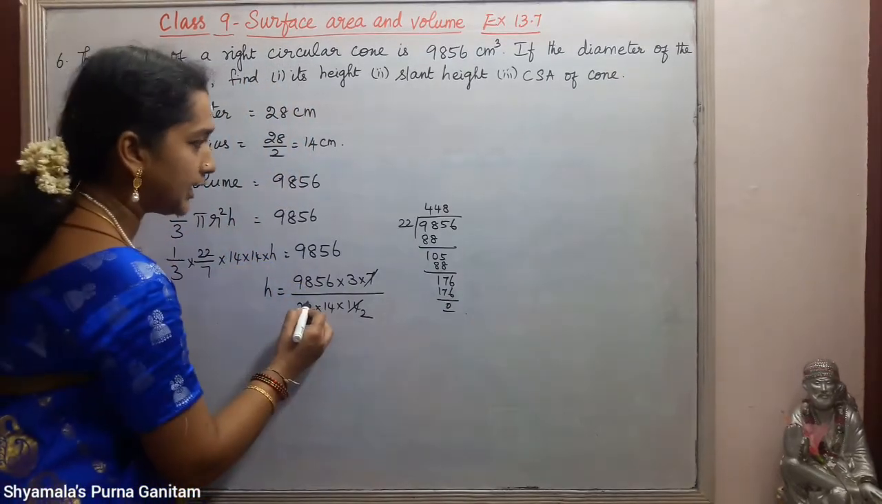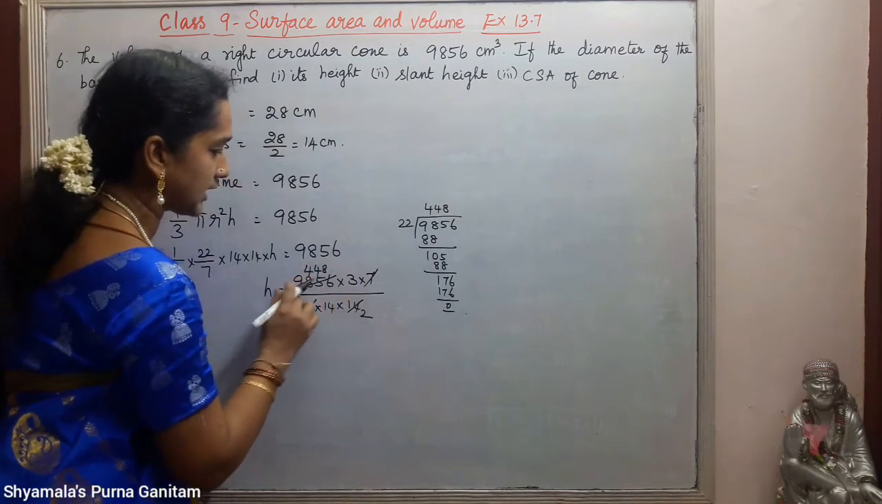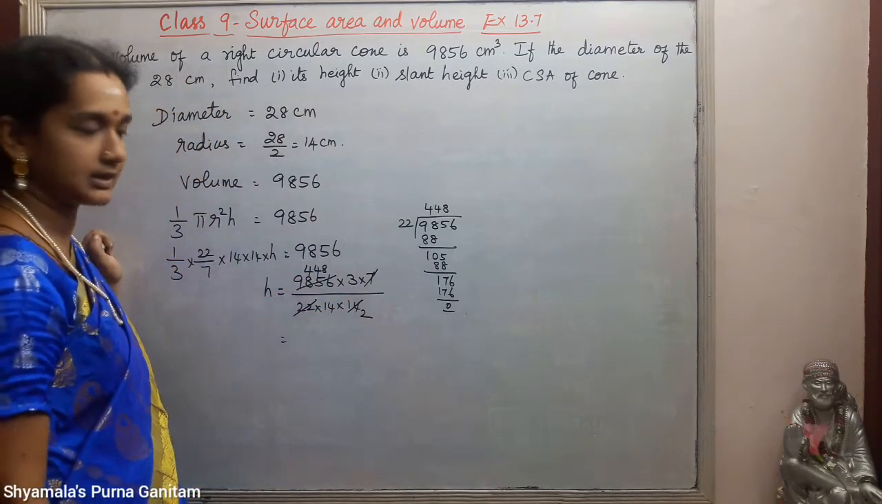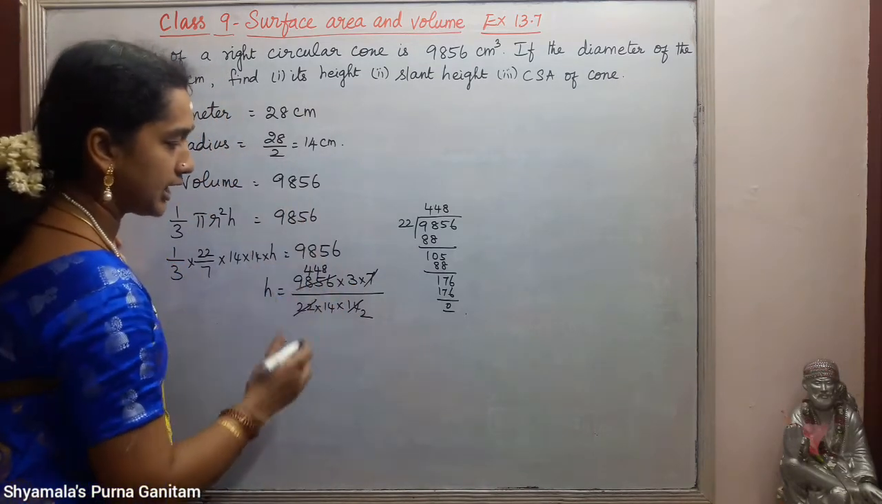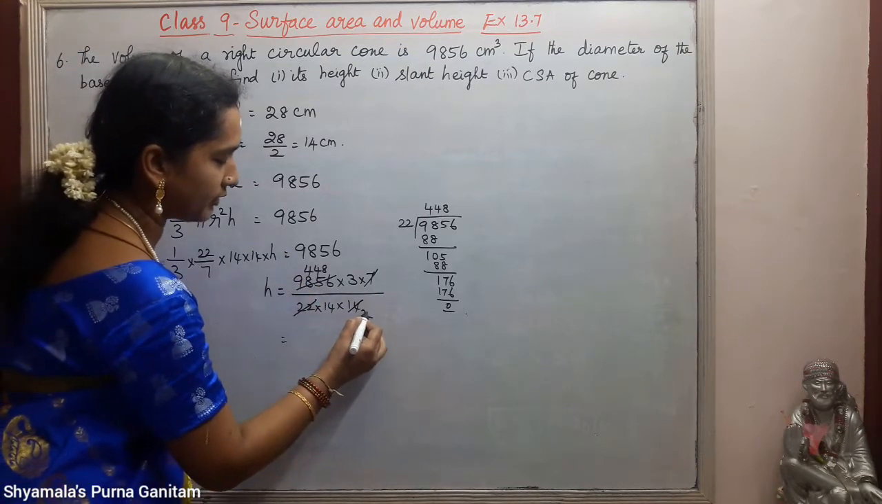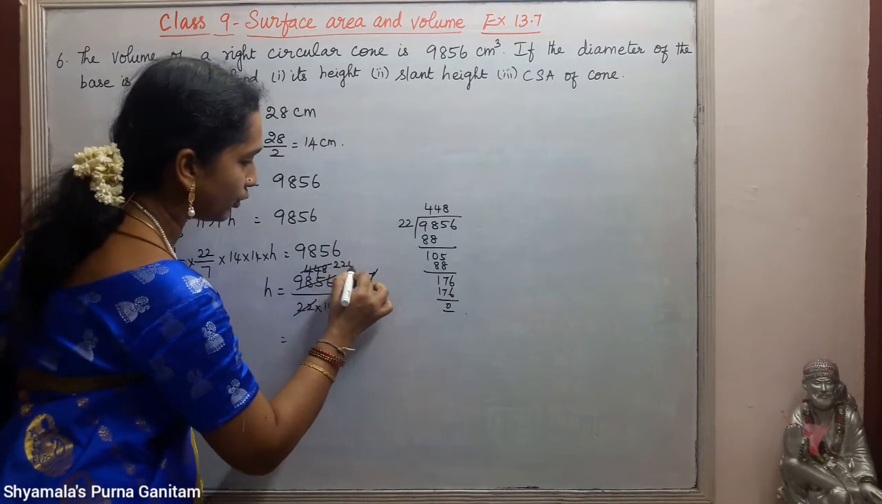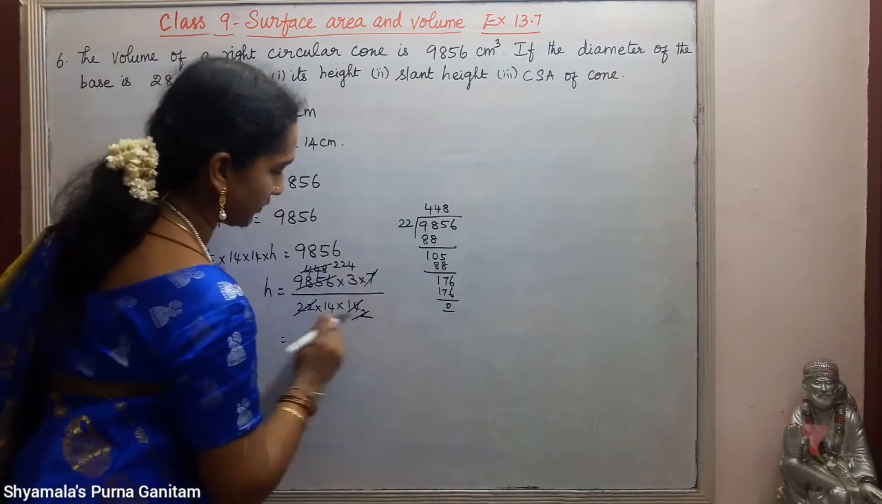So 22 into 448 times is 9856. Then this 2 is also there, and that also we will simplify. 2 1 times, then this one will be 224. So this one we will check whether it is going in.